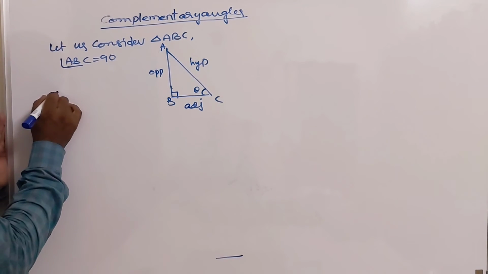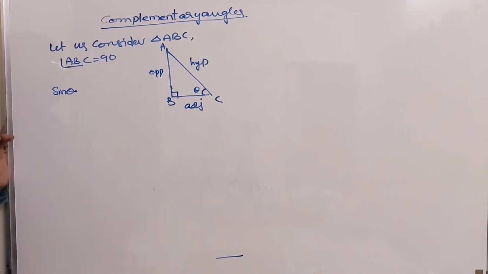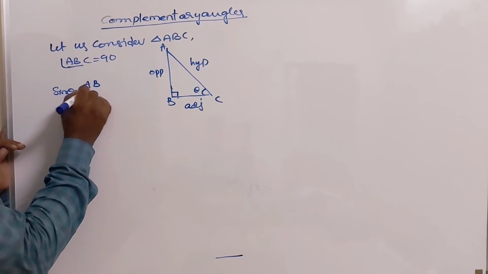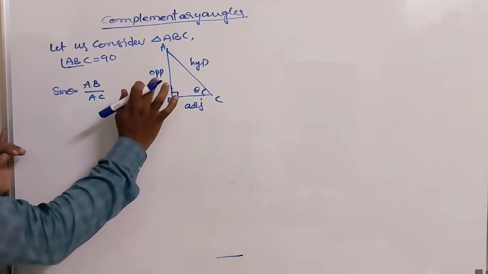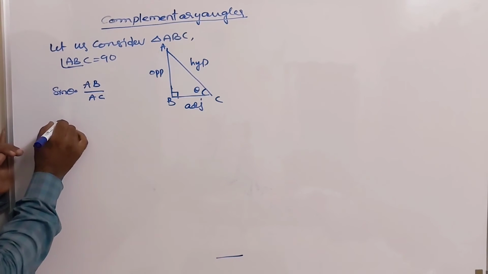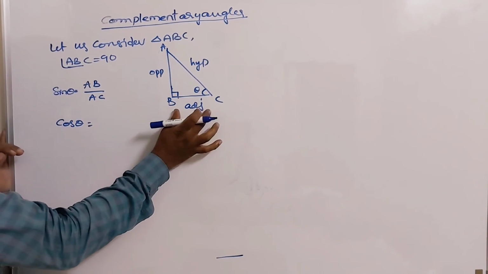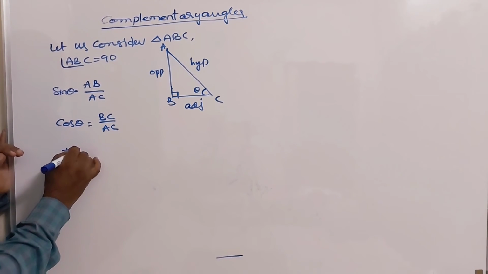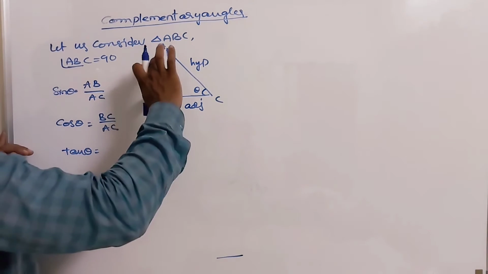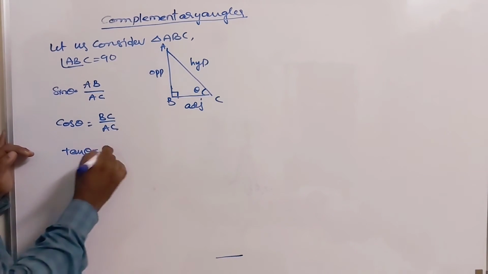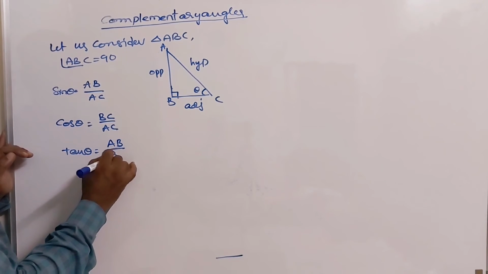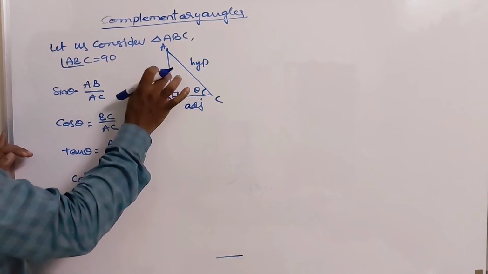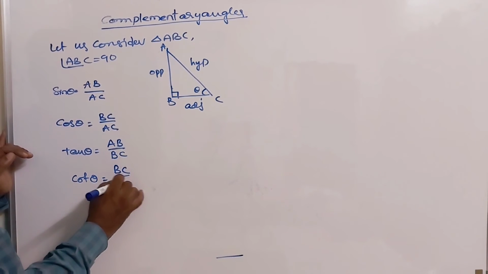Now sin theta is equal to opposite side by hypotenuse, that is AB by AC. Next cos theta is equal to adjacent side by hypotenuse, BC by AC. Tan theta is equal to opposite side by adjacent side, that is AB by BC. Cot theta is equal to adjacent side by opposite side, BC by AB.